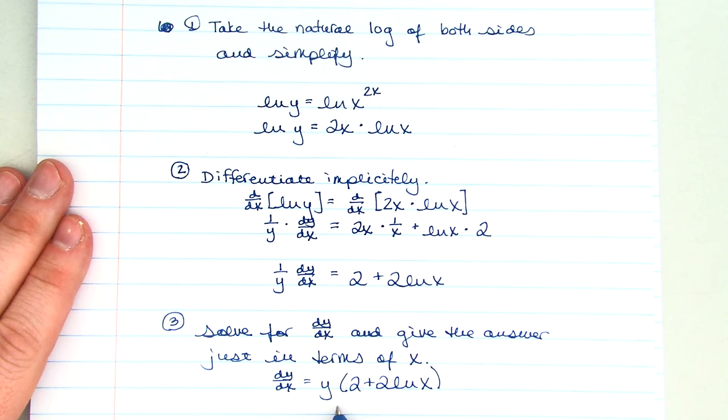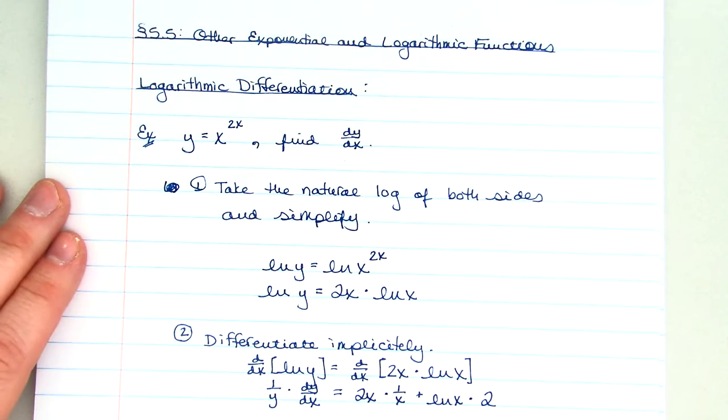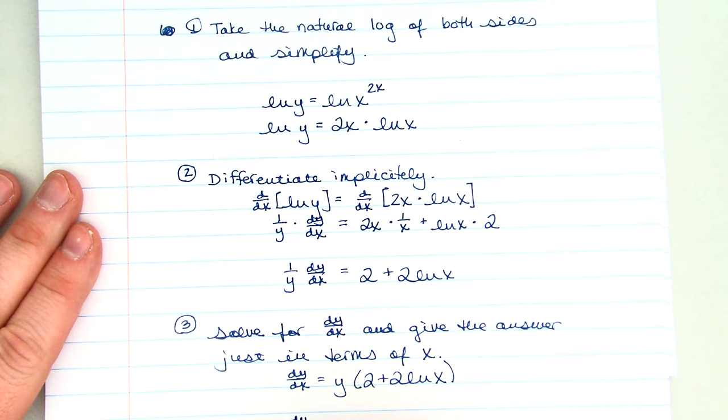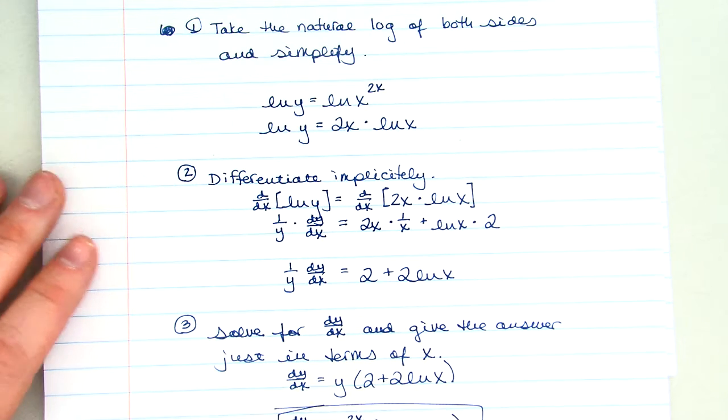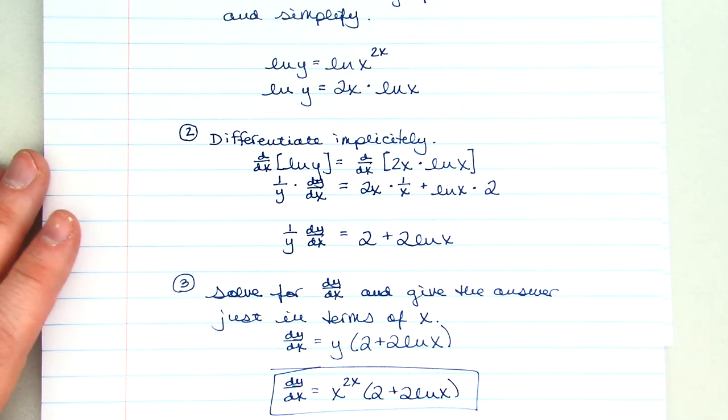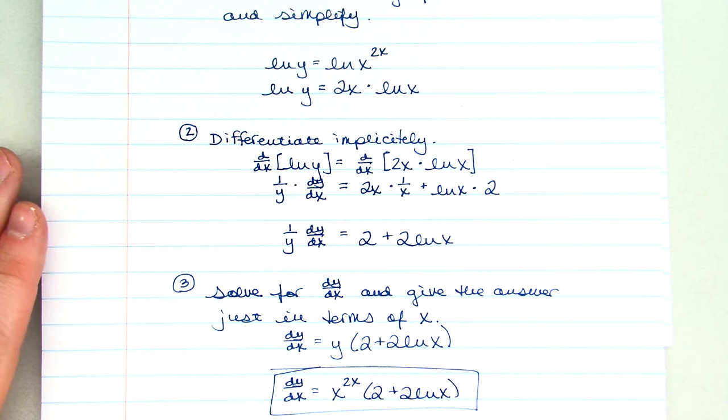We can replace that y with what it was initially. What was y? y was x raised to the 2x. So we can say that dy/dx equals x raised to the 2x times (2 plus 2 ln of x). And we have found the derivative. What was the point? This is now a formula that would find the slope of that original function anywhere.